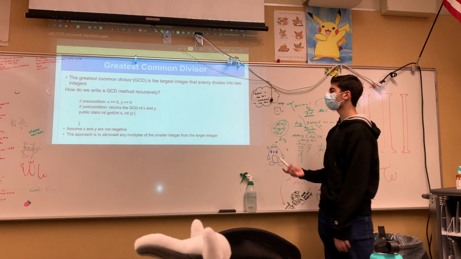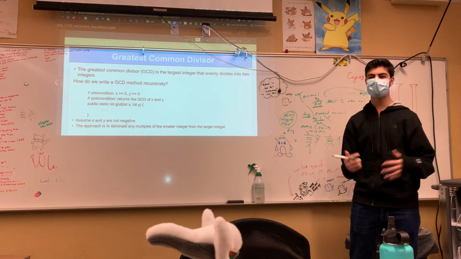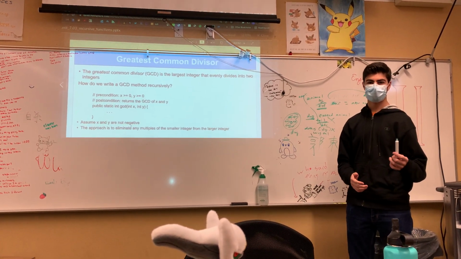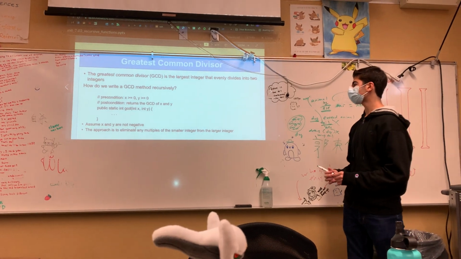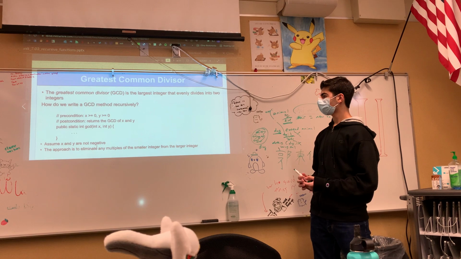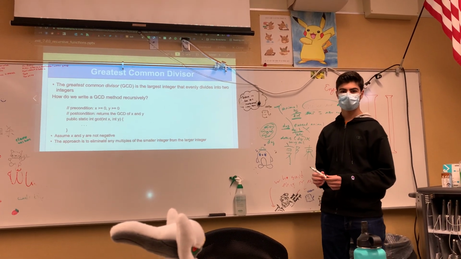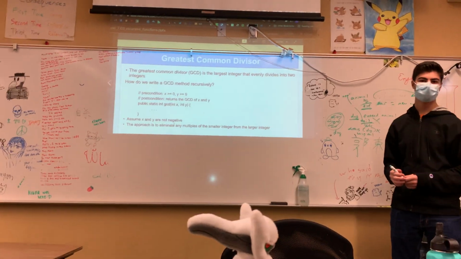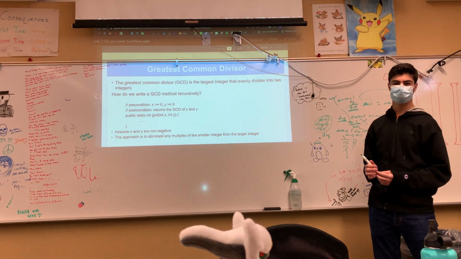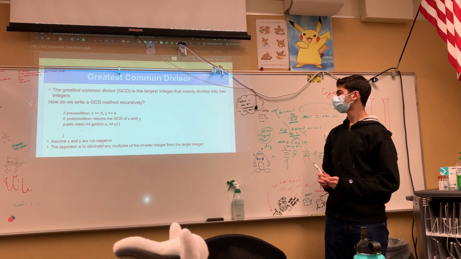Who has an example of a greatest common divisor? Of a number, just make up an example. 40 and 10. Yes, 40 and 10. So basically it would be 10. You can have 1 prime number and 1 non-prime. So it could be like 11 and 22, and the GCD would be 11.